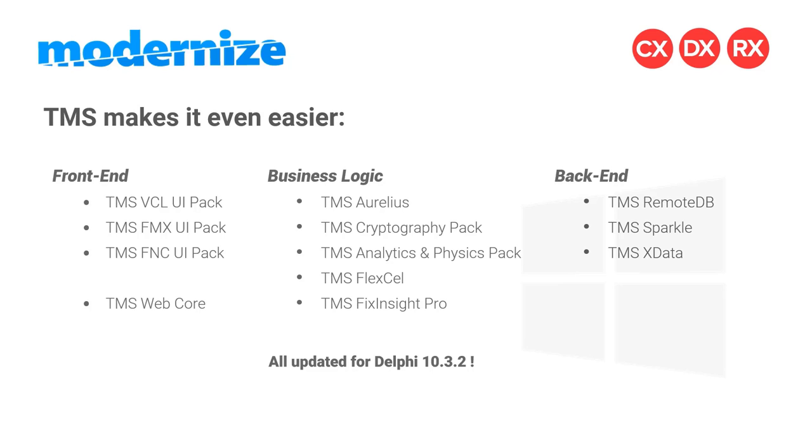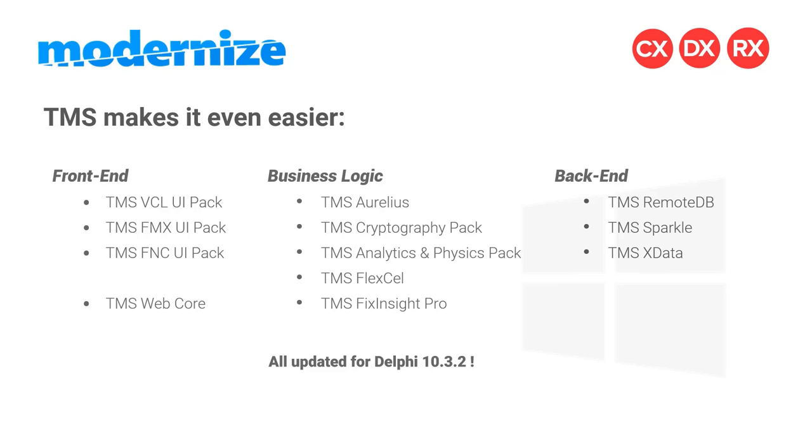For privacy and security certificates, you have the TMS Cryptography Pack. Then if you need scientific data, if you need calculations, if you need approximations, you have the TMS Analytics and Physics Pack. If you need to provide PDF, SVG, or Excel, you have TMS FlexCel. And for static code analysis, you have TMS Fix Insight Pro to modernize your code.